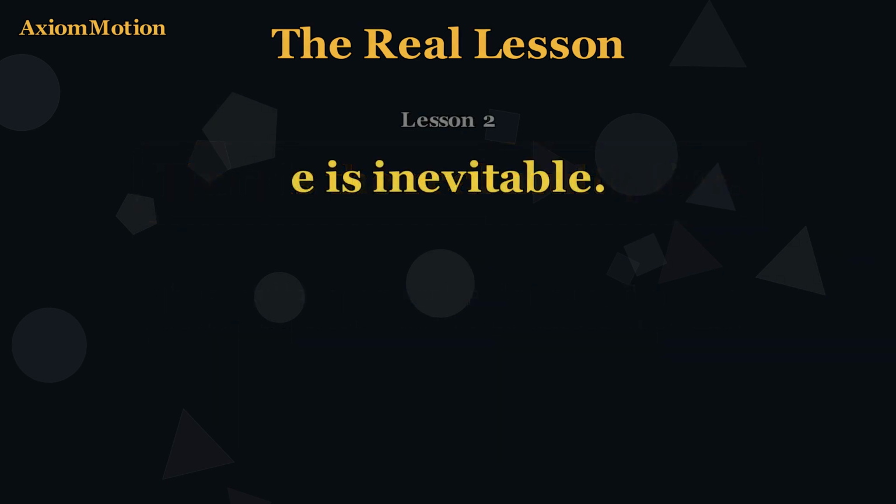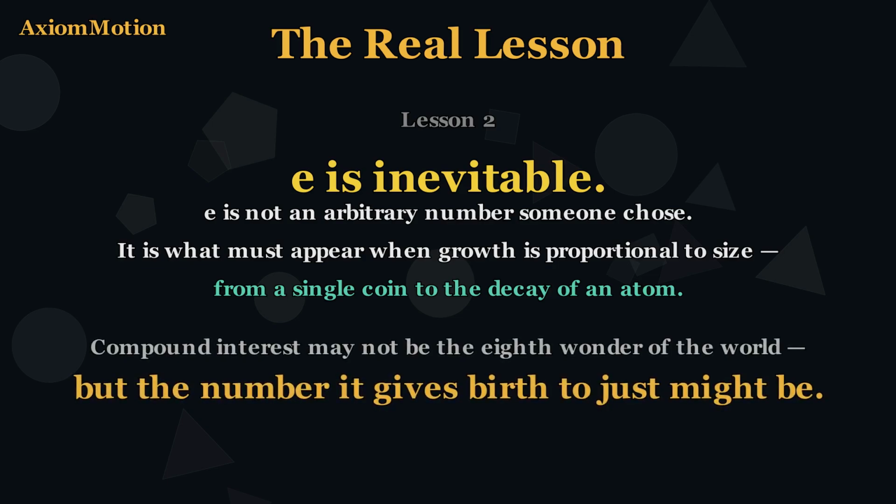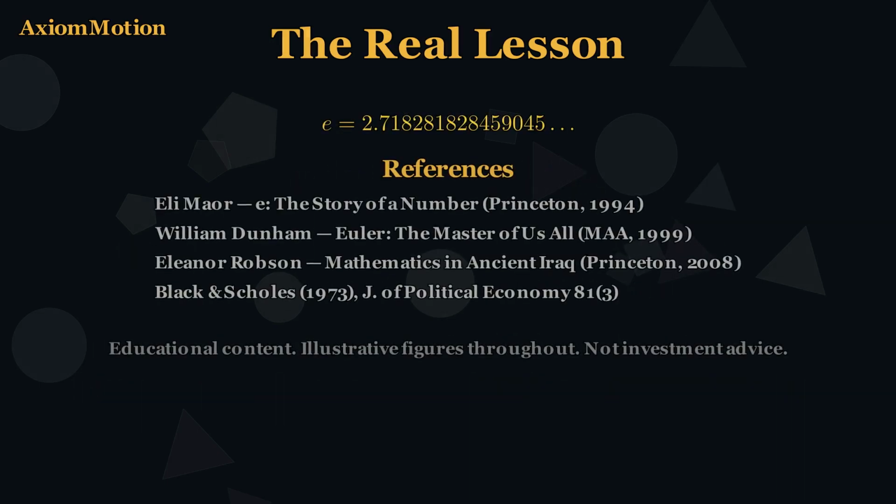The second lesson is deeper. e is not some arbitrary number a mathematician picked. It is what must appear, inevitably, whenever a quantity grows in proportion to its own size, whether that is a bank balance swelling or a radioactive atom fading away. We began by retiring a quote that Einstein never actually said, so let us end with something truer. Compound interest may not be the eighth wonder of the world, but the number it gives birth to, just might be.